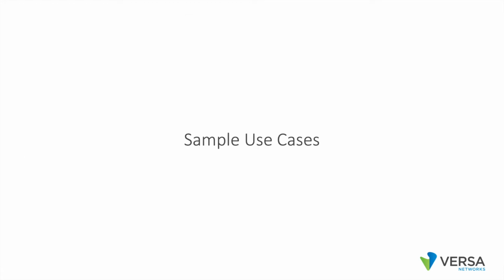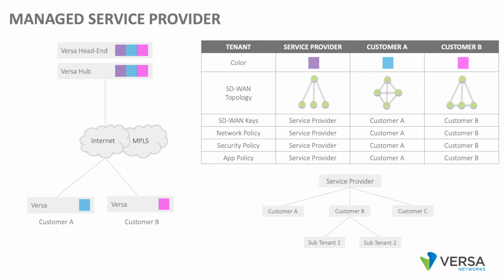So we look at a couple sample use cases. The first one is a service provider. In this example, we have a service provider tenant, customer A and customer B. There could be up to 512 customers. And then each tenant, once again, has their own SD-WAN topology, their own keys, their own network policy, their own security policy, their own application prioritization policy, etc.